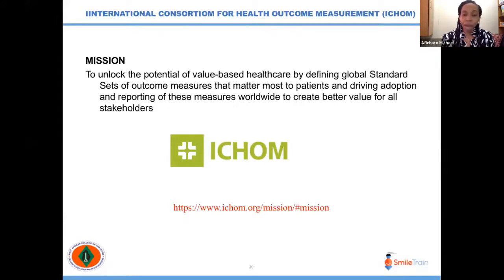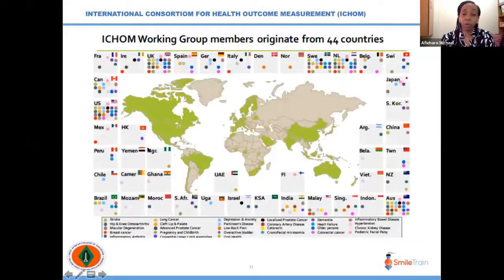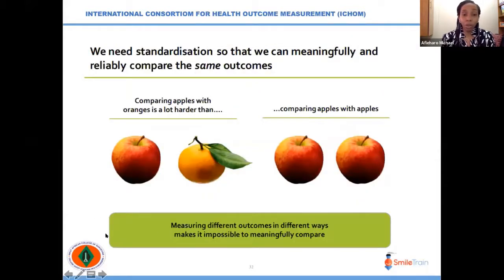And they do have something for cleft lip and palate. They have working groups from 44 different countries spanning different health related issues. And that's for cleft lip and palate. They also have adopted a tool, but we don't seem to have too much representation from Africa on that tool.